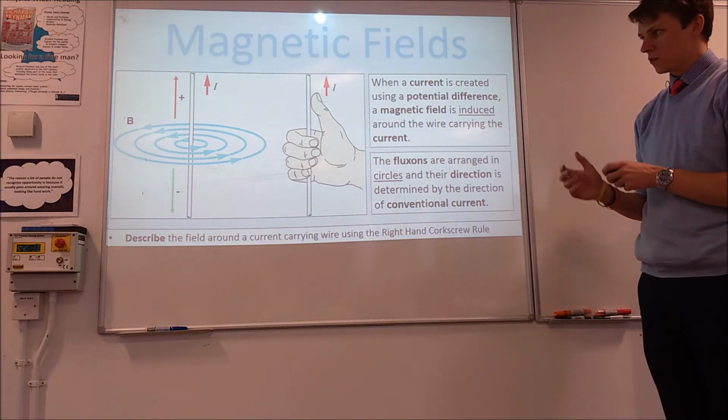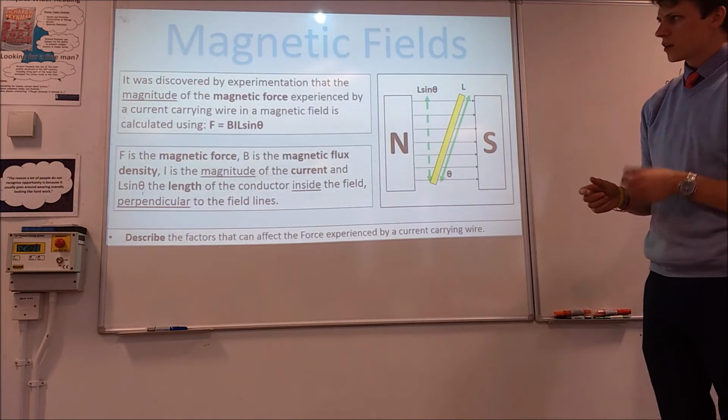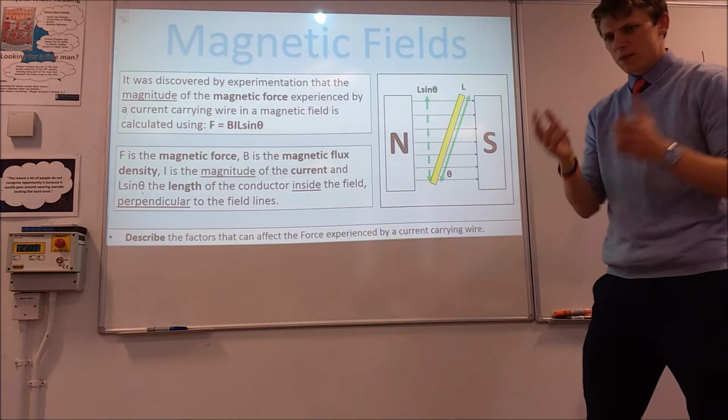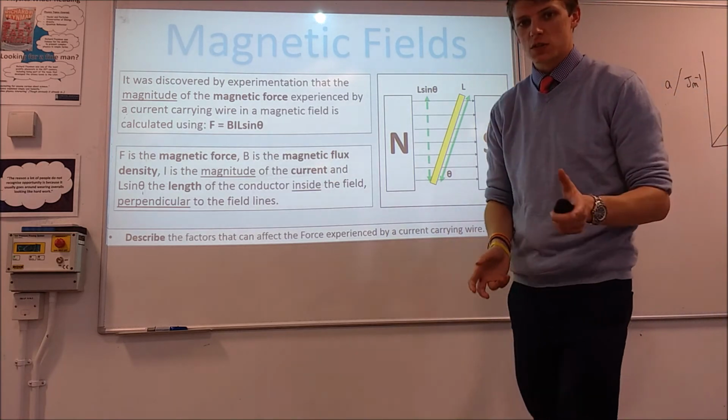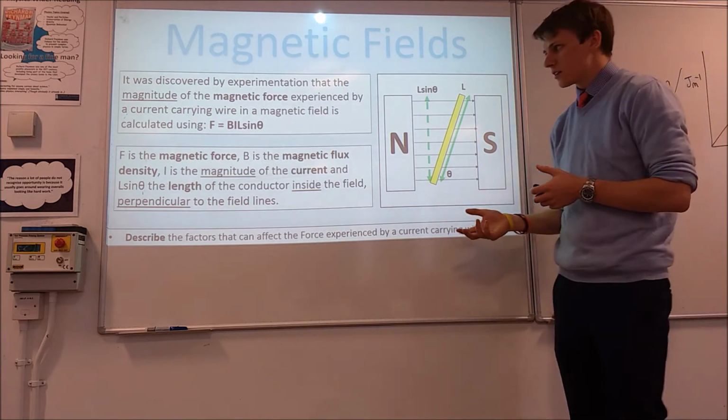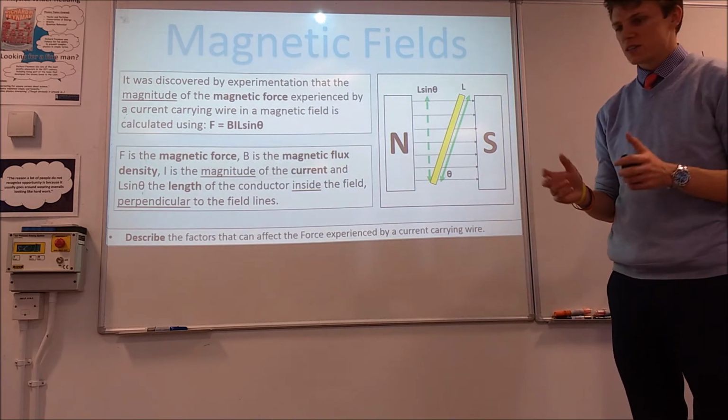Okay, so that's the corkscrew rule. So what we're going to do is go back to what we were looking at before. We've done it by experiment for the force on an individual charged particle, so they went back and did the same with a current carrying conductor, and you end up with a very similar kind of equation.